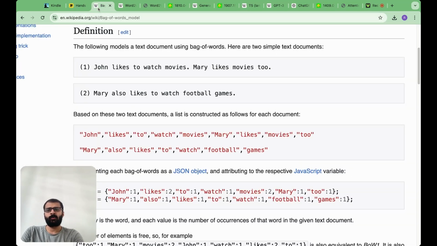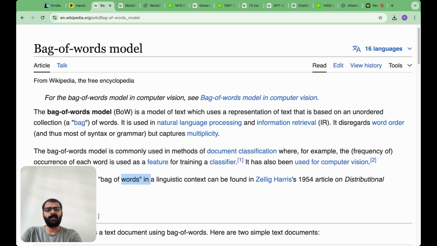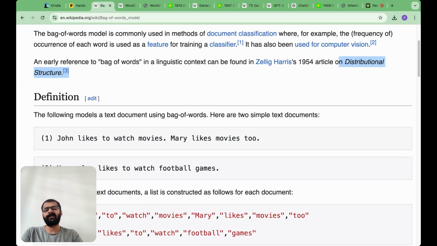So here I am just opening the Wikipedia article for the bag of words model. An early reference to bag of words can be found in a 1954 article on distributional structure. So this has been around for quite some time. I would attribute it somewhere from the 1960s to 2000s, since when people have been introducing and using bag of words. So what exactly is bag of words?